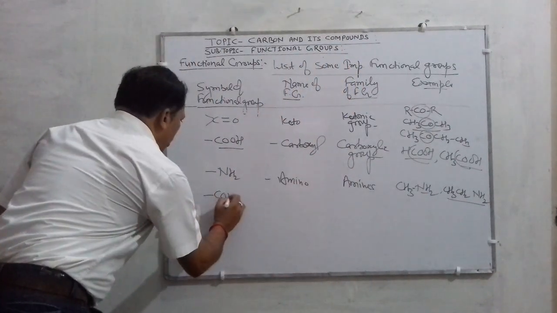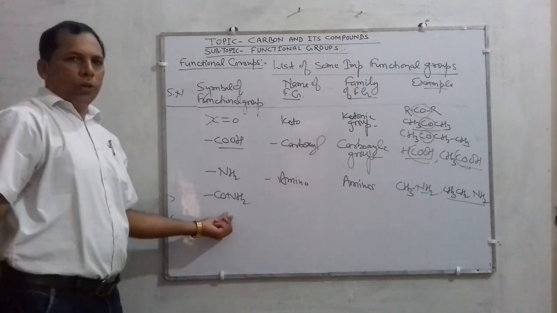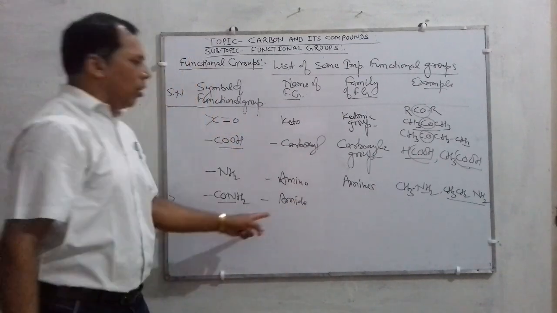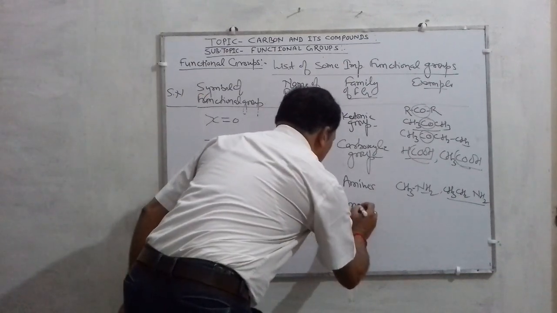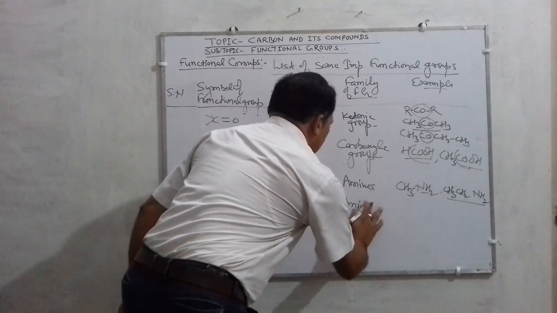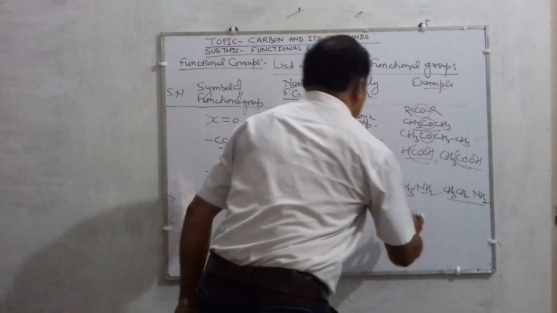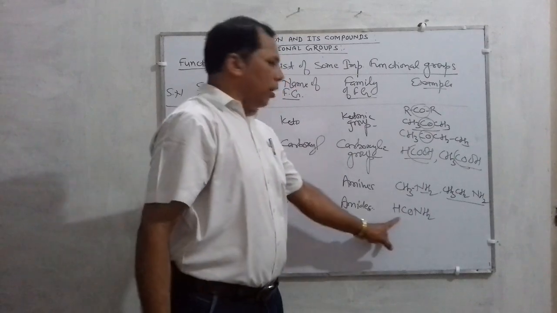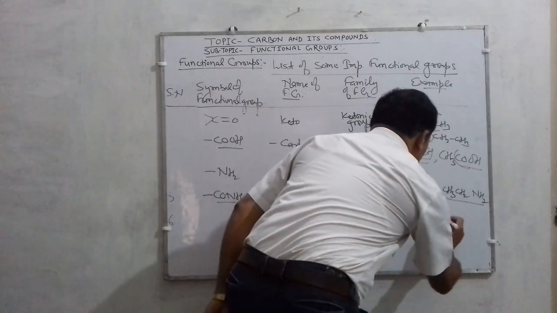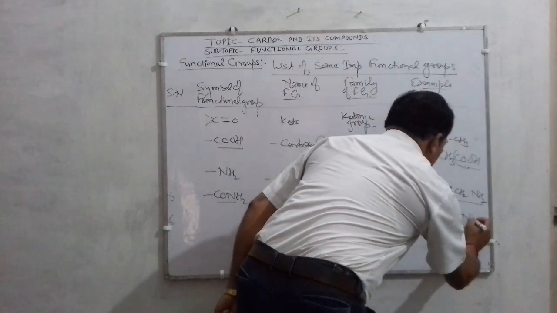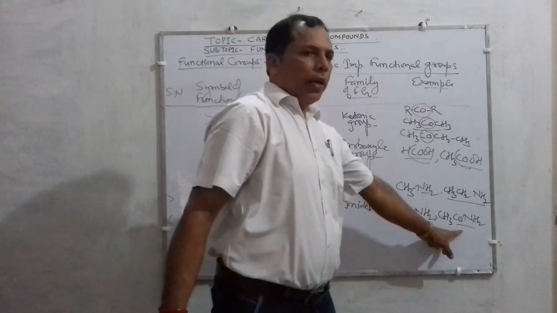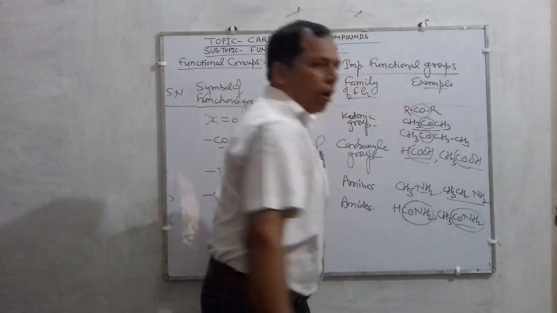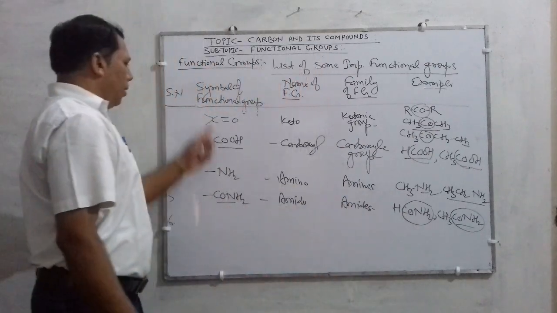One more, CONH2. So CONH2 is what? It is an amide. CONH2 function group is called amide. Here write amides, and example is very familiar, that is HCONH2 called methanamide or formamide. Other example is CH3CONH2 called acetamide or ethanamide. In this, children, CONH2 and CONH2 are the function group called amides.